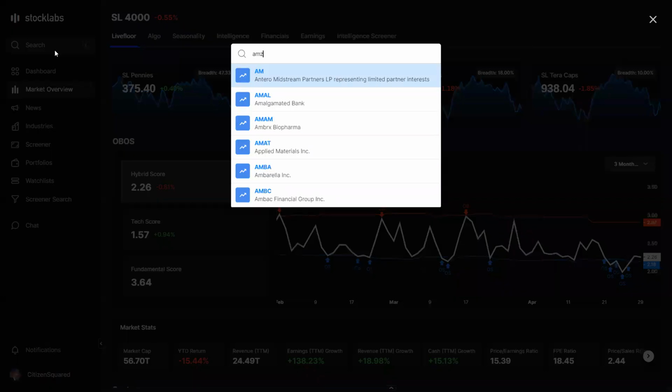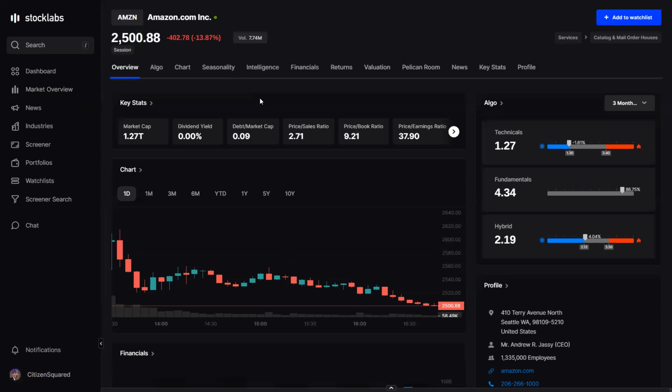So Amazon could read oversold when the market isn't oversold, and the market could read oversold when Amazon is not, for instance. So they're not explicitly linked. It's just based on who this stock is. In this case, a very large-cap tech stock, it's going to drift along almost the same path as the market. So those are the calculations for tech and hybrid.